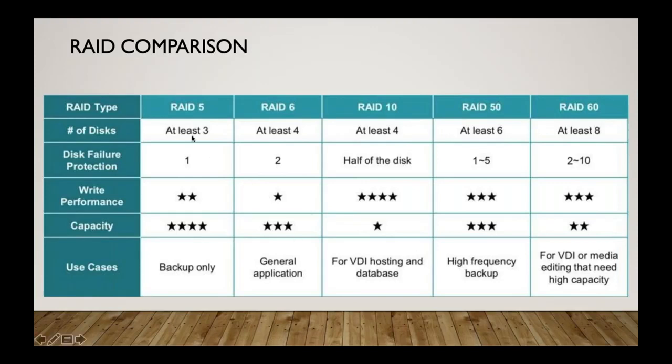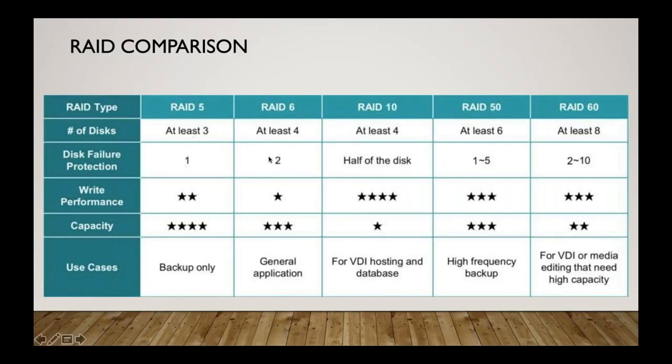So RAID 5 gives you a lot of capacity. It only costs you 1 drive worth of storage. So if you had, say, 8 drives, you would have 7 drives worth of usable storage because it only costs you 1 drive worth of storage. And RAID 5 will allow you to lose any 1 drive and still keep your data.